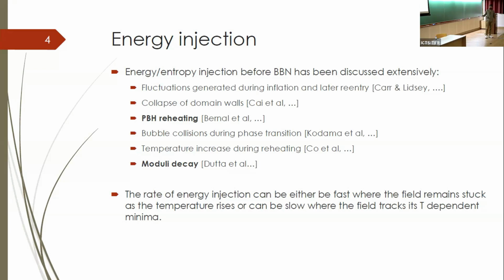Another way to get some energy injection is via temperature increase during reheating. People have also considered scenarios where we have some moduli fields in the early universe which then decay and heat up the Standard Model and any other bath. So there are different ways, and I will be focusing on two concrete examples, PBH reheating and moduli decay, to show some quantitative estimates of this energy injection. For our talk, we will consider the rate of the energy injection to be fast, such that the hidden sector field will remain stuck at its value as the temperature rises. So the rate of change of temperature is faster than the phi change.